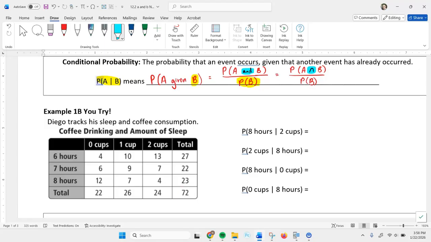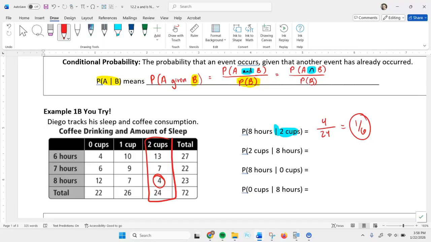All right, so let's see how we can use that table and that formula up above to answer these questions. This is looking at the word given, so that means what's given is 2 cups. So we are going to focus on just this column. Given that he had 2 cups of coffee, there were 24 nights where he had 2 cups of coffee during the day. And out of those, we're looking at how many times he got 8 hours of sleep. That would be 4 over 24, which reduces to 1/6. We'll just keep these as fractions.